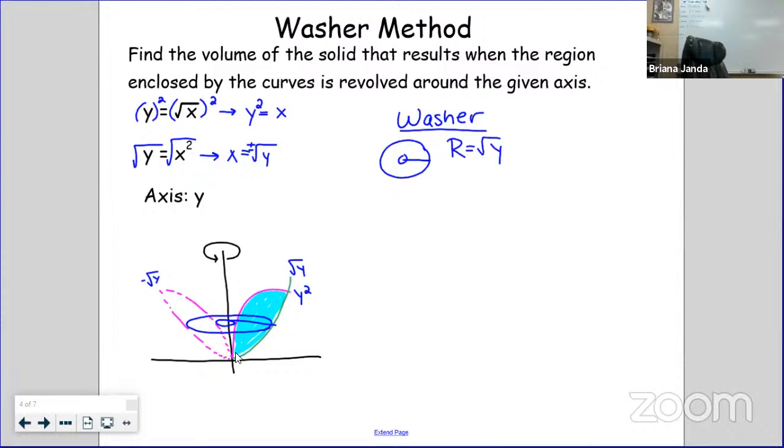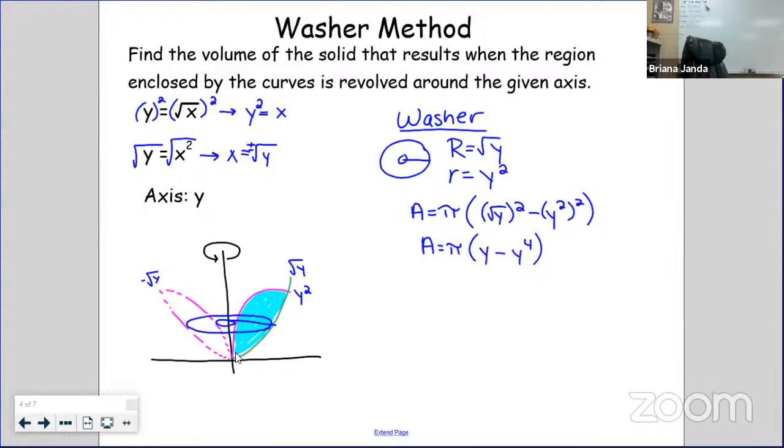My inner radius goes to the pink function here. And when we solve, that was originally y equals the square root of x. When we solve that, we get x equals y squared. Again, going to our axis, so there's not like a right and left function there. Therefore, our area is pi times our outer bigger radius squared minus our smaller radius squared. Clean that up a bit. Y minus y to the fourth.